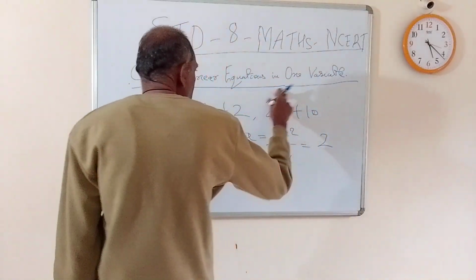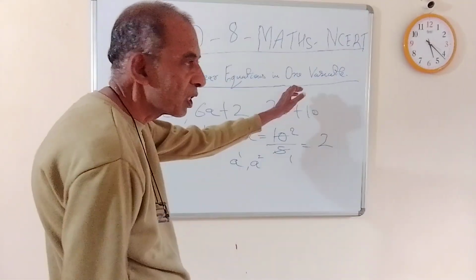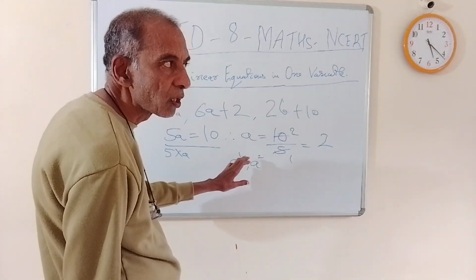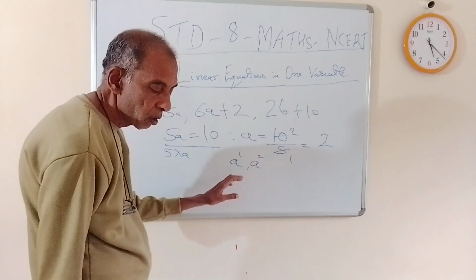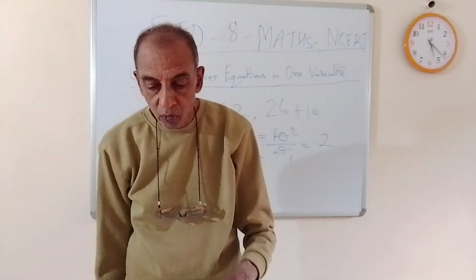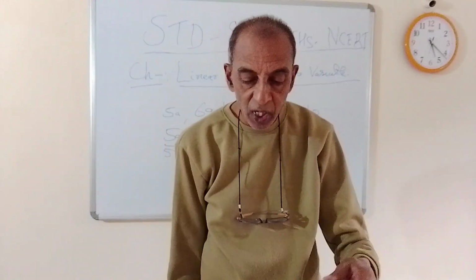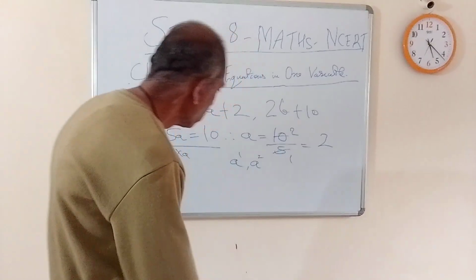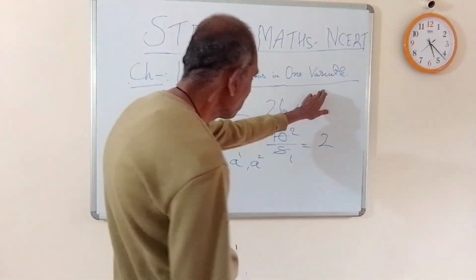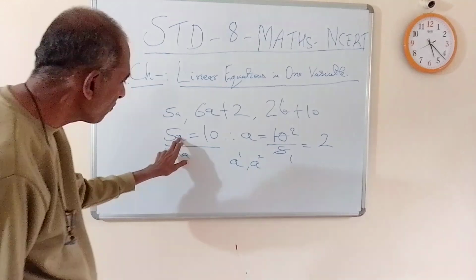So linear equations in one variable. This is the meaning of linear, where it is raised to only 1. The variable is raised only to 1, not more than 1. It is not raised to 2 or 3 or 4 like that. So in short, that is the example, linear equations in one variable. And variable is only one. We have taken only it.